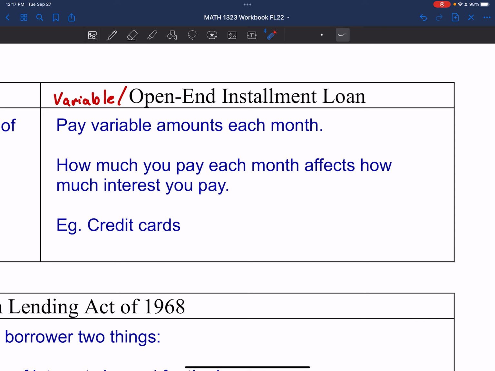But be careful with these because you pay a variable amount each month. So one month it might be $5, and the next it might be $10. I just wanted to give that as an illustration. How much you pay each month affects how much interest you pay.